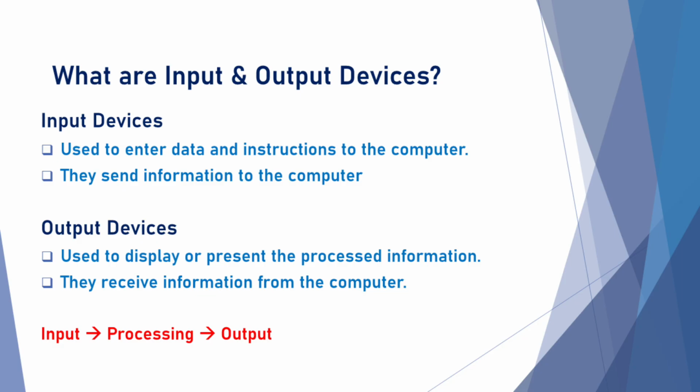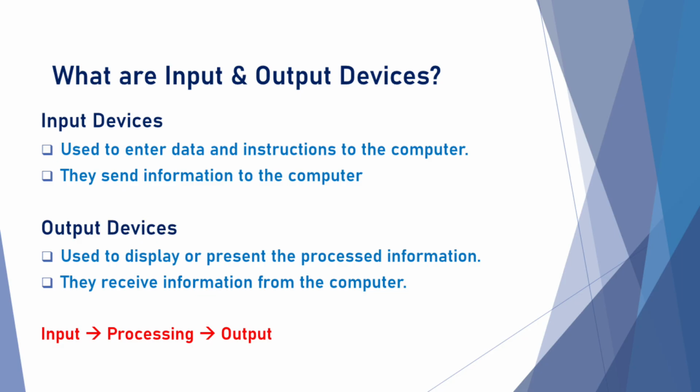This is a very simple process, right? We give input to the computer, the computer processes the information, and it gives out the output. For example, when you type your name using a keyboard, the keyboard is the input device, the computer processes your typing, and your name appears on the monitor, which is the output device. This process happens every time you use a computer.